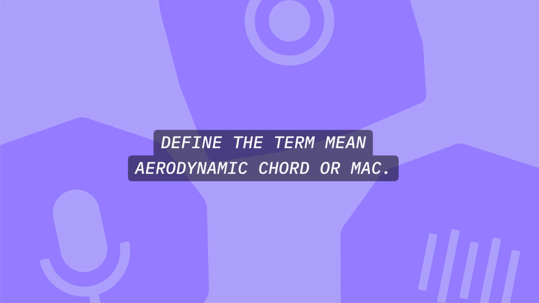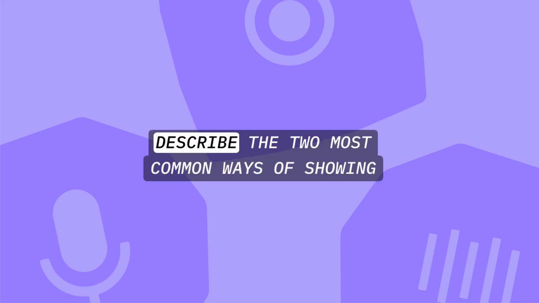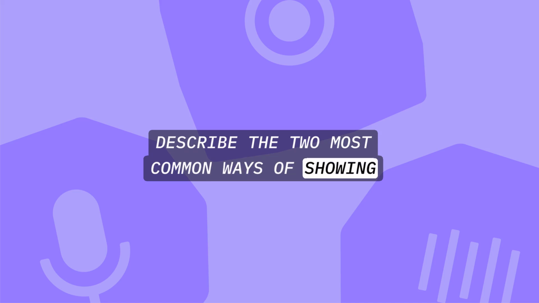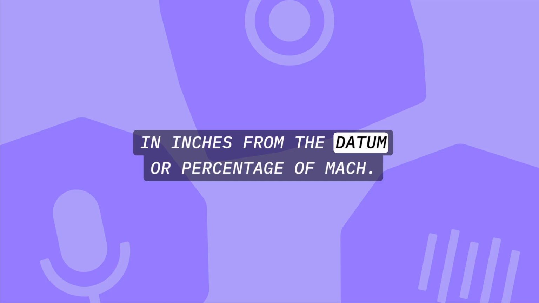Define the term mean aerodynamic chord, or MAC. Mean aerodynamic chord is the chord drawn through the center of the wing. Describe the two most common ways of showing the CG location and CG ranges. In inches from the datum or percentage of MAC.